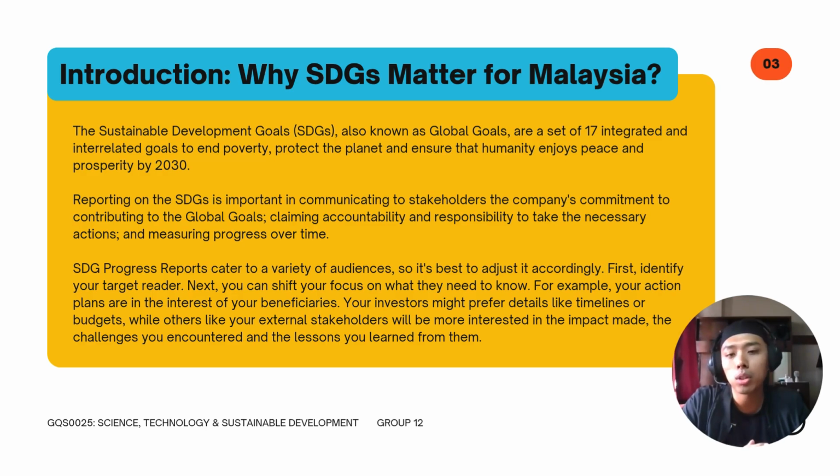SDG progress reports cater to a variety of audiences, so it's best to adjust them accordingly. First, identify your target reader. Next, you can shift your focus to what they need to know. For example, your action plans are in the interest of your beneficiaries. Your investors might prefer details like timelines or budgets, while others, like your external stakeholders, will be more interested in the impact made, the challenges you encountered, and the lessons you learned from them.